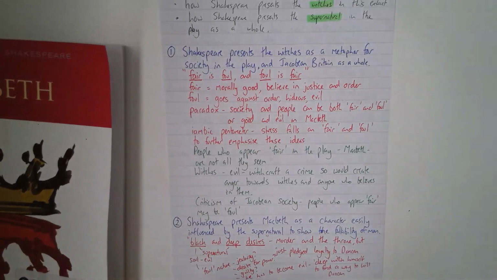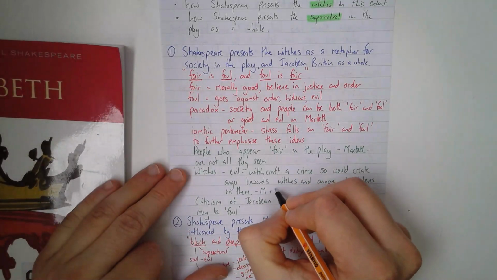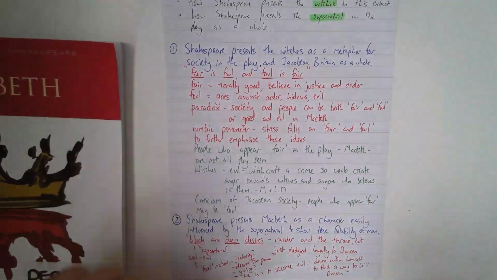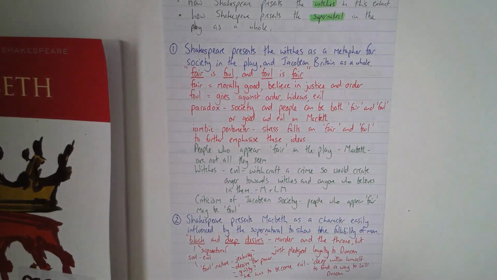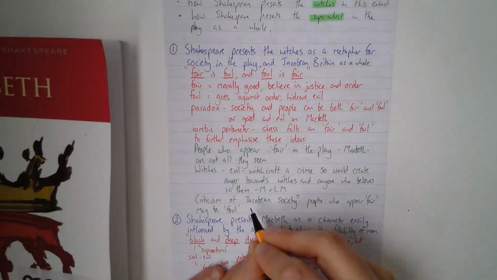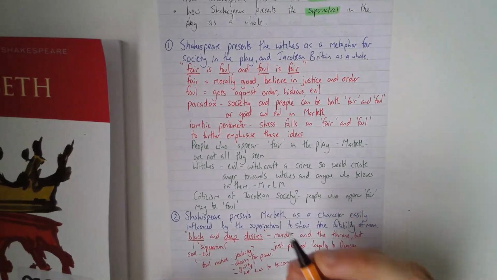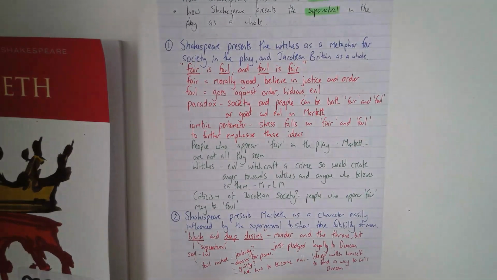And we've got this idea of Macbeth and Lady Macbeth, I'll just abbreviate them there. And this idea, it's a criticism potentially of Jacobean society. Jacobean society just means the time of King James. This idea, people who appear fair may be foul, maybe the king himself. That people who have fair means may appear to be foul.